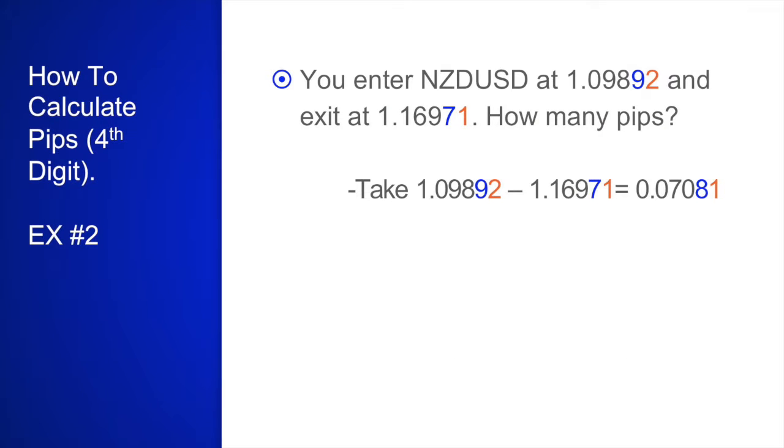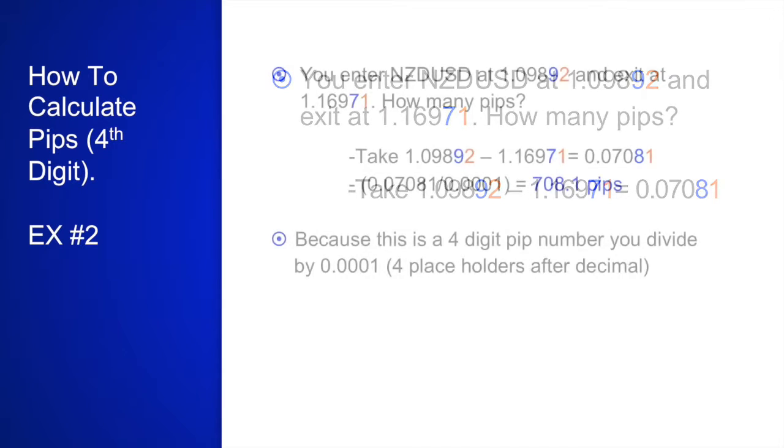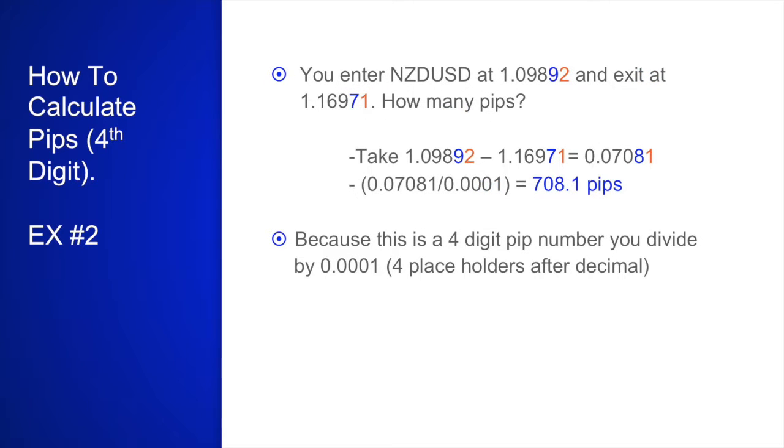So after taking it, you see that 1.109892, I think I said that right, minus 1.16971 is going to equal 0.07081. Notice I have this color coded. The 8 is blue because that's the pip. The 1 is red because that's the pipette. And what do we do with the pipette? Ignore it.